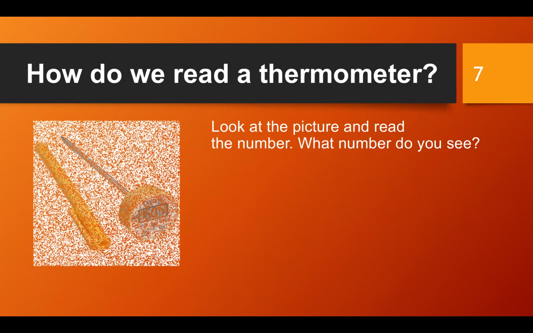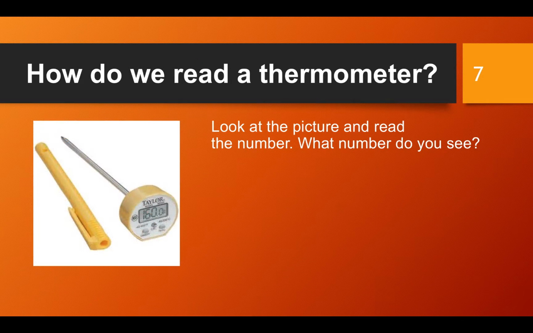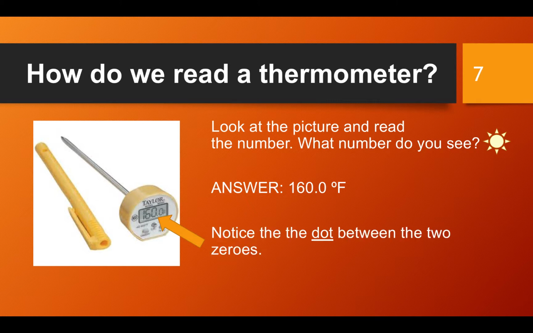How do we read a thermometer? Let's look at the picture on the left and read the number. What number do you see? The answer is 160.0 degrees Fahrenheit. Notice the dot between the two zeros. The dot is the decimal in this case.